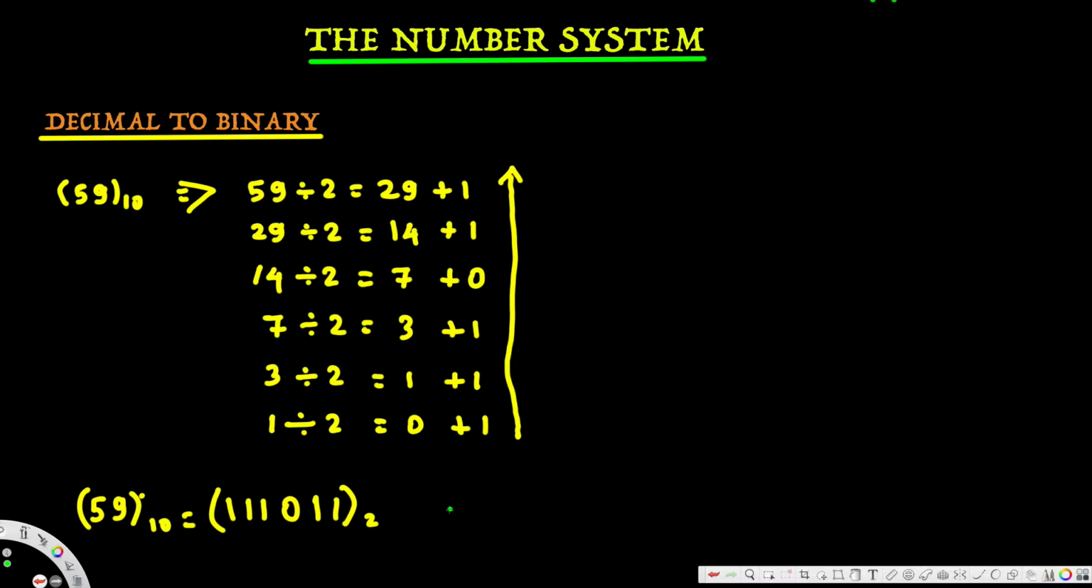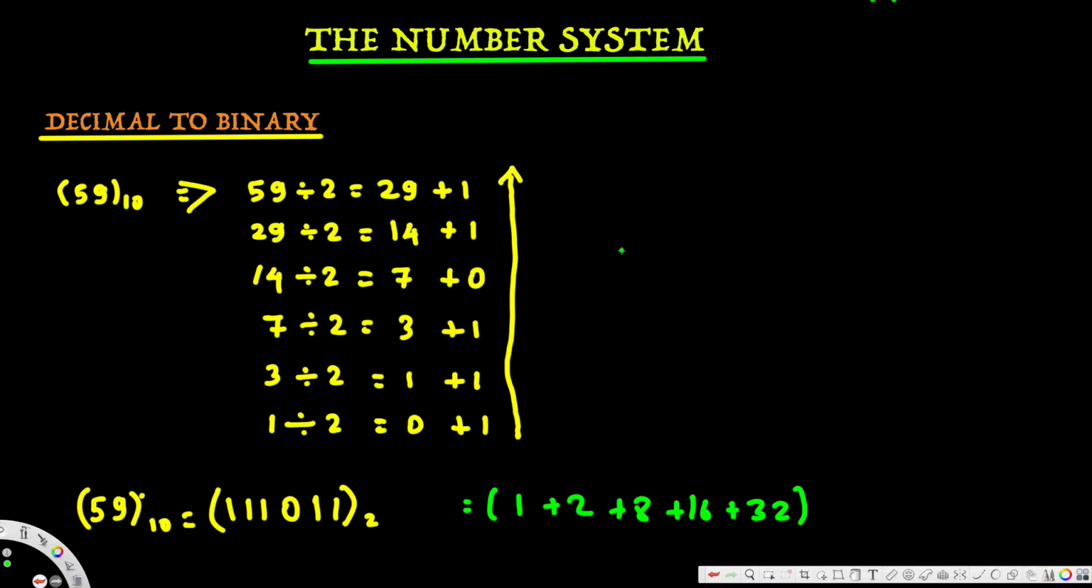Now you can verify whether you are right or not by looking at the places. This is 2 power 0, times 1 is 1. 2 power 1 is 2, times 1 is 2. 2 power 2 times 0 is 0. 2 power 3 times 1 is 8, 2 power 4 times 1 is 16, and 2 power 5 times 1 is 32. So 32 plus 16 gives us 48, 48 plus 8 is 56, 56 plus 2 is 58, 58 plus 1 is 59. So we are getting this one back, which means our conversion is correct.